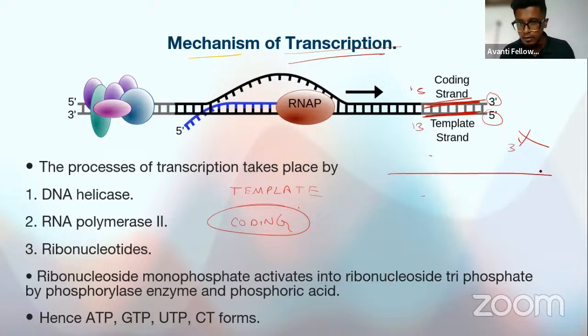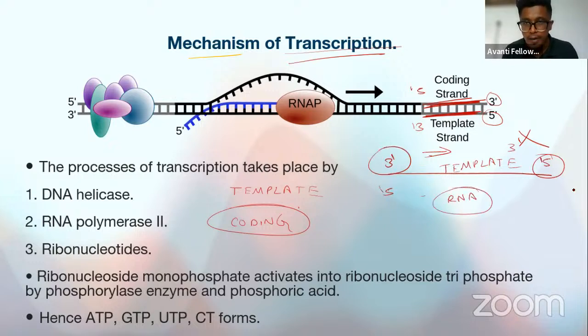So your template, let's say that this is from 3 prime to 5 prime. So this will be our template strand. How did I say that this will be my template? It's because it's going from 3 prime to 5 prime direction. Why? Even the RNA synthesis will happen in what direction, guys? 5 prime to 3 prime direction. So if my RNA synthesis is from 5 prime to 3 prime direction, then my template DNA will be in what direction?